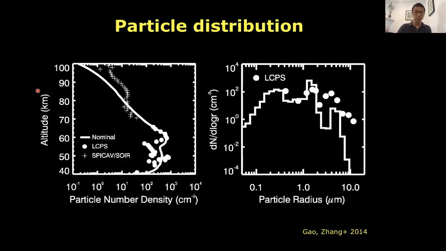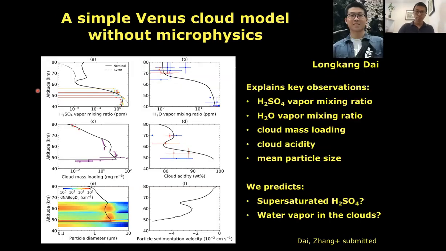So we can nicely explain, for example, the particle number density measured by the probe from Pioneer Venus, and even the particle distributions. We have several modes of those particles from Pioneer Venus. So we can explain those, but it's so complicated. And recently I got a smart student from China, Longkang Dai from Sun Yat-sen University, and he came up with this idea. We actually could explain all of the observations without microphysics.